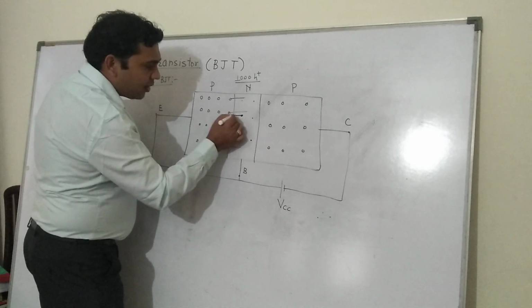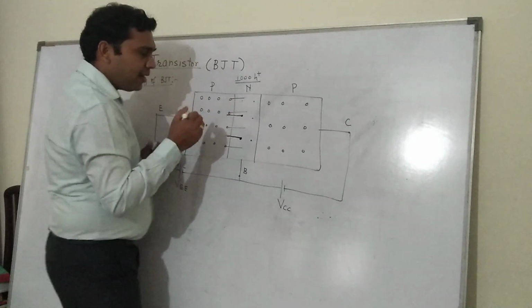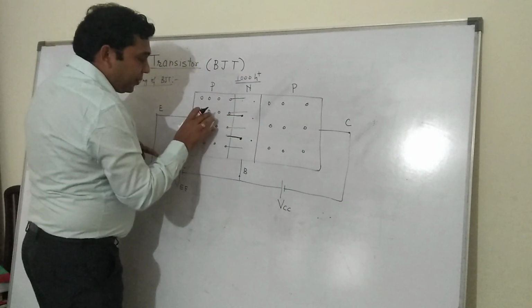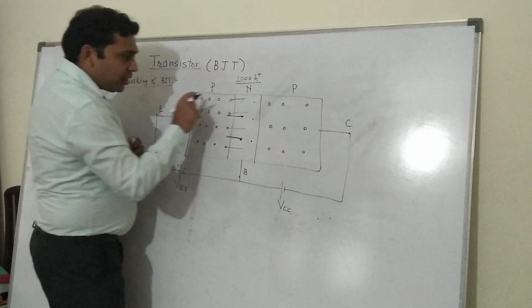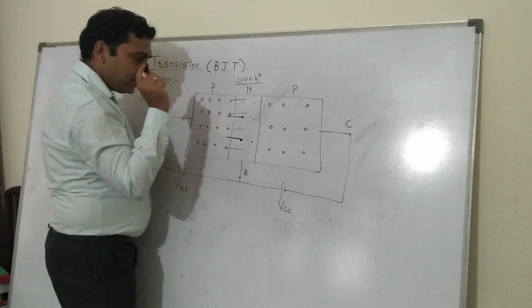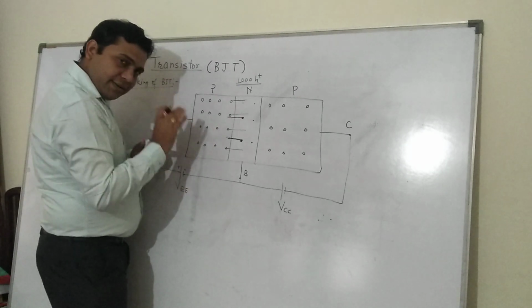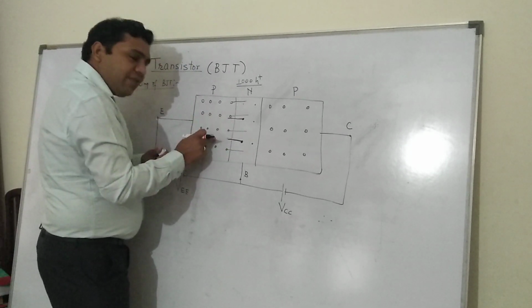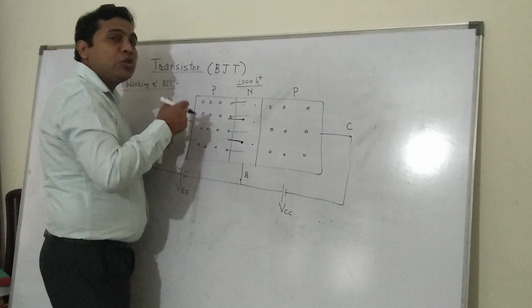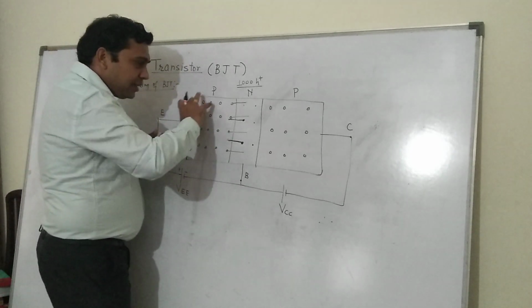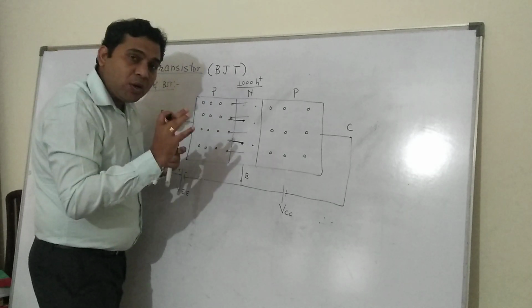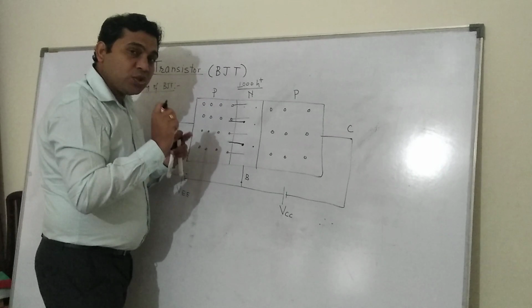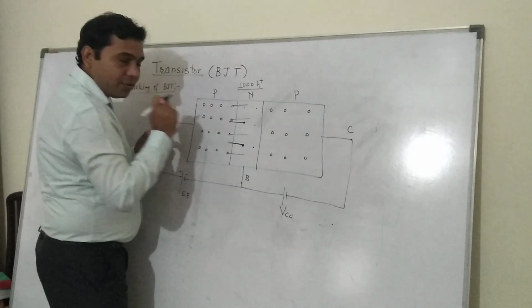So let's say 1000 holes move this side and 10 electrons move this side. What will be the net effect here? 1000 holes move, that means 1000 holes are less here. 10 electrons are coming here and they will also recombine with the holes here, that means again 10 holes are less. So in this block, 1010 holes are less.